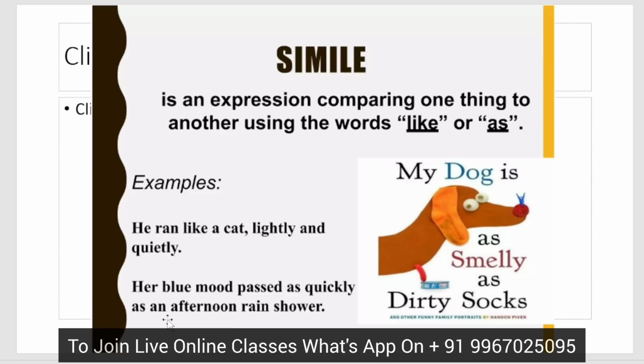So first, the most easy one, which you already know, most of you. It is simile. It's an expression comparing one thing to another using words like or as. Now in a simile there is a direct comparison. My dog is as smelly as dirty socks. Now, there is a direct comparison between the dog's smell and the dirty socks.